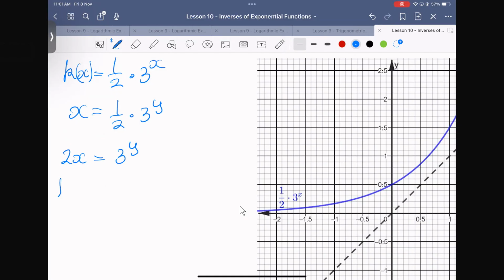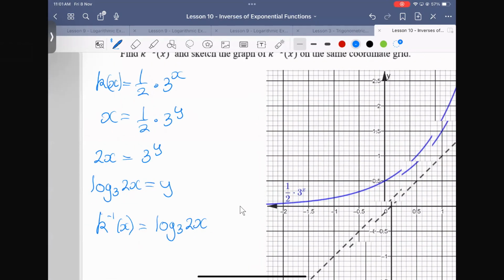What's the base of the logarithm? Logarithm base 3 of 2x equals y. So therefore, our inverse function is k inverse of x is equal to log base 3 of 2x. Now, when it comes to sketching it, I wouldn't actually use that.